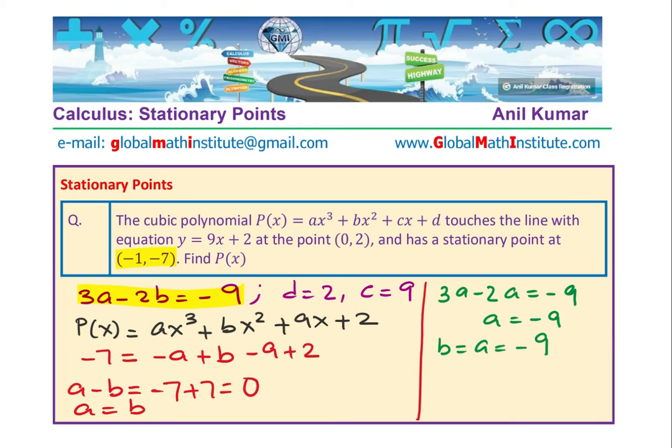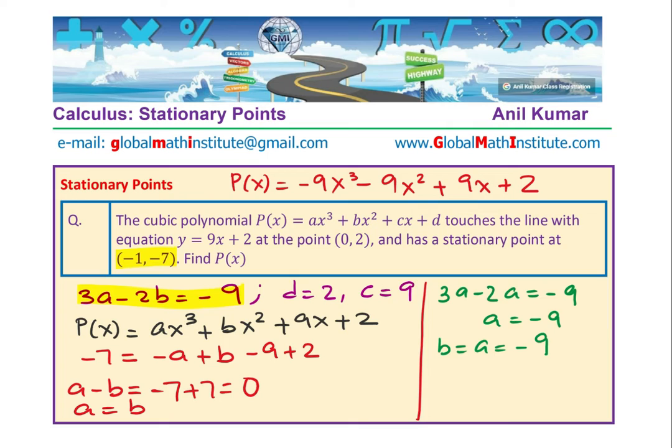So what is our equation? Let me write down the final answer. The polynomial for us is equal to minus 9x cubed minus 9x squared plus 9x plus 2, correct? So that is how you get the complete solution of this particular question, correct?